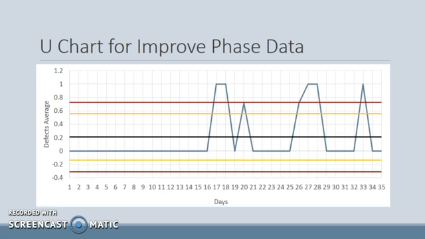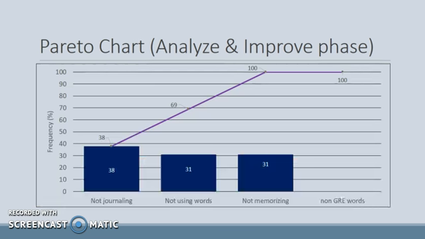And so this is the U-chart for the improve phase. As you can see, like the previous chart, 1 is the most defects, and 0 is 0 defects. It's pretty good at the beginning, and it gets a little rocky at the end. But there are improvements. This is a Pareto chart of the Analyze and Improve phase, with the same groups as the previous Pareto chart. One group that I improved on was the non-GRE words, and so that wasn't a problem in the Analyze and Improve phase.